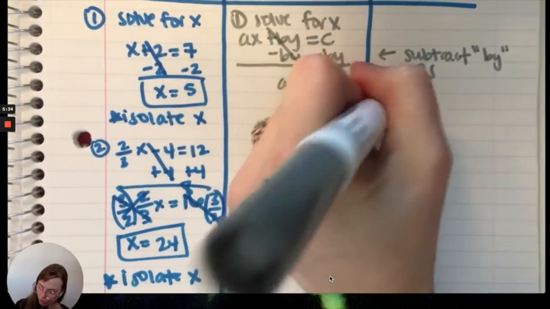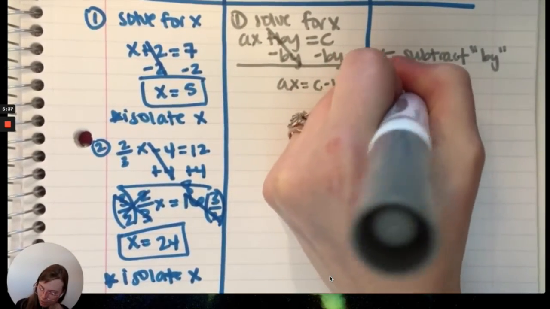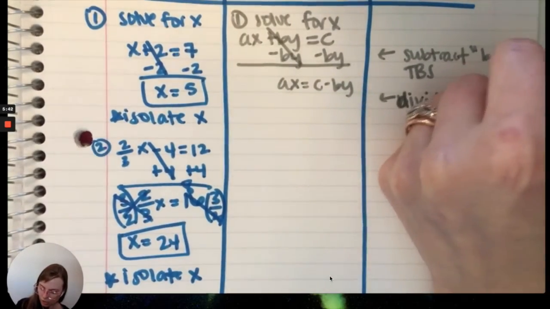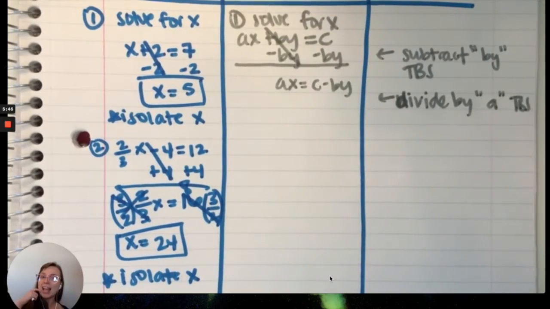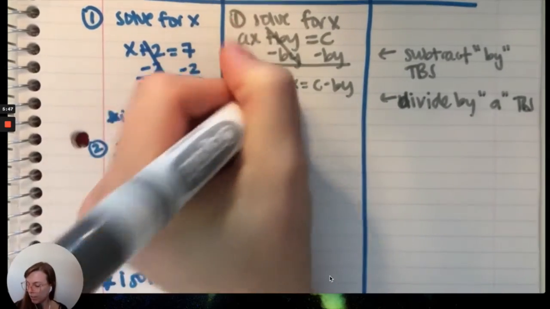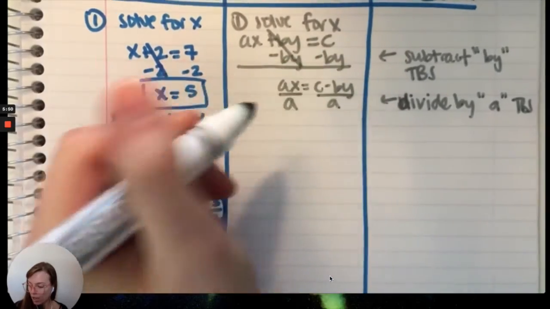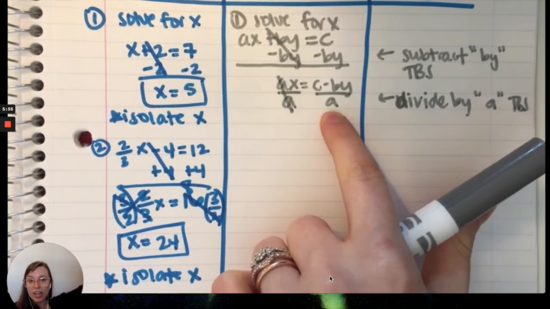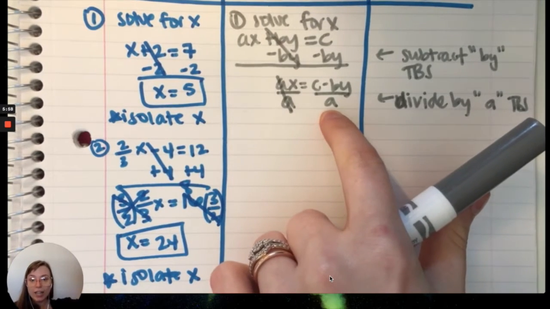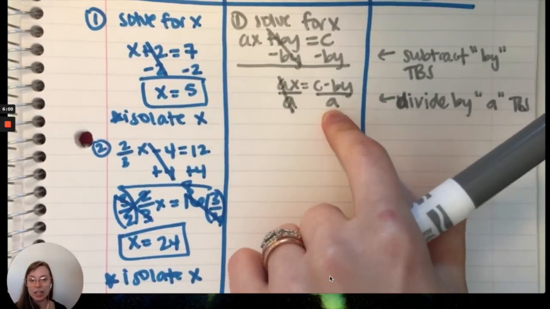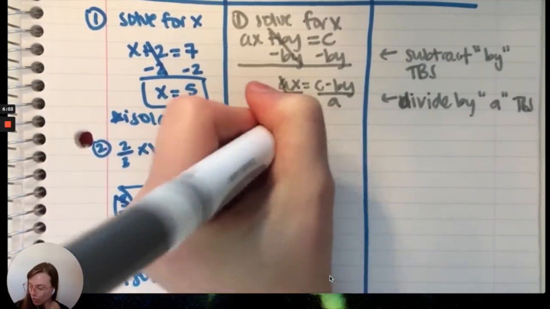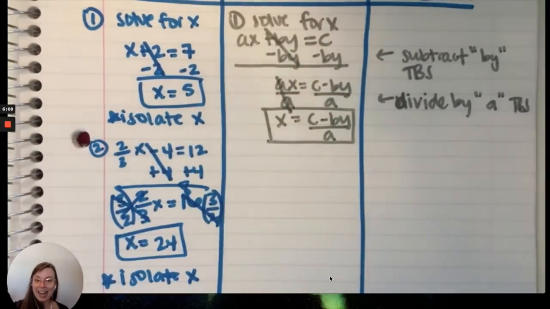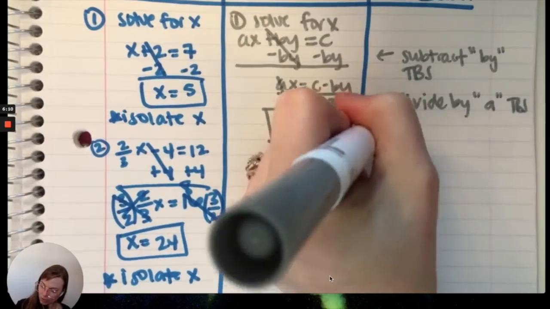Now I want to divide by a to both sides. Notice that dividing by a is making that multiplicative identity of 1. A divided by a is 1. Notice that a gets divided by the whole thing. C gets it, negative by gets it, every single term on the right hand side gets that. So now I have x equals c minus by divided by a. And x is isolated. So this was our goal.